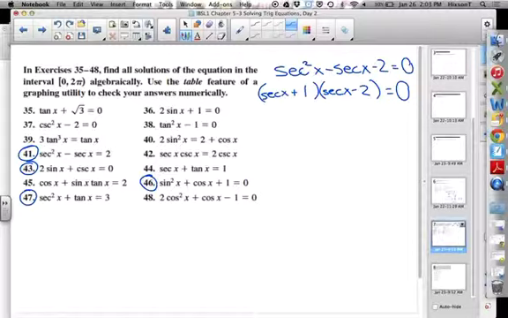So now I know what secant equals. Secant x is a negative 1, or it's a positive 2.